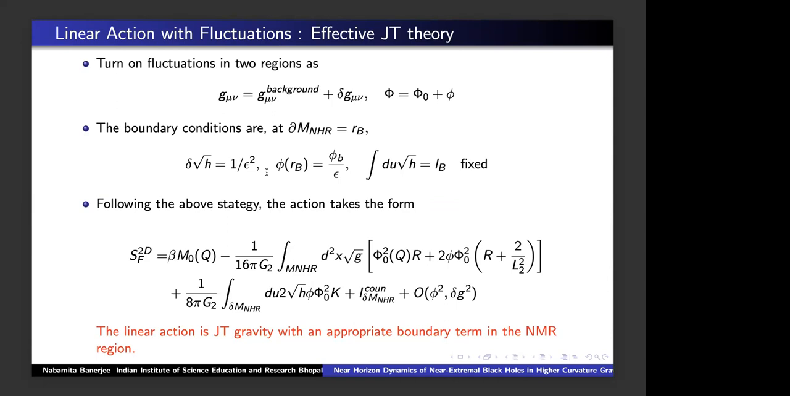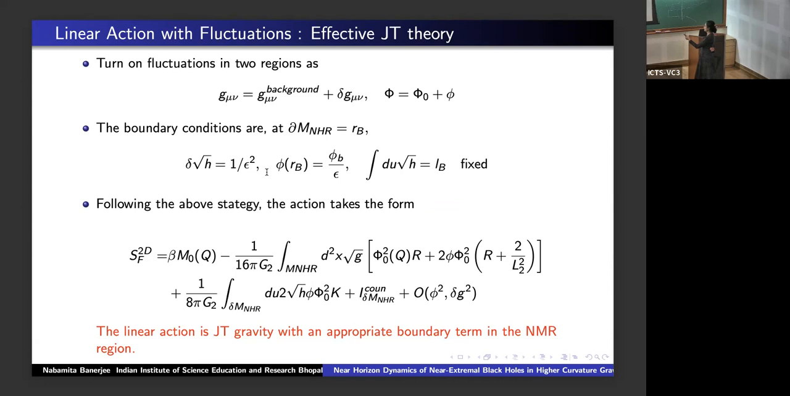But the phi is related to the radius, as you said before, right? Phi naught is the vacuum, I mean the vacuum expectation value. On that, I am fluctuating phi. So phi is like my field now.